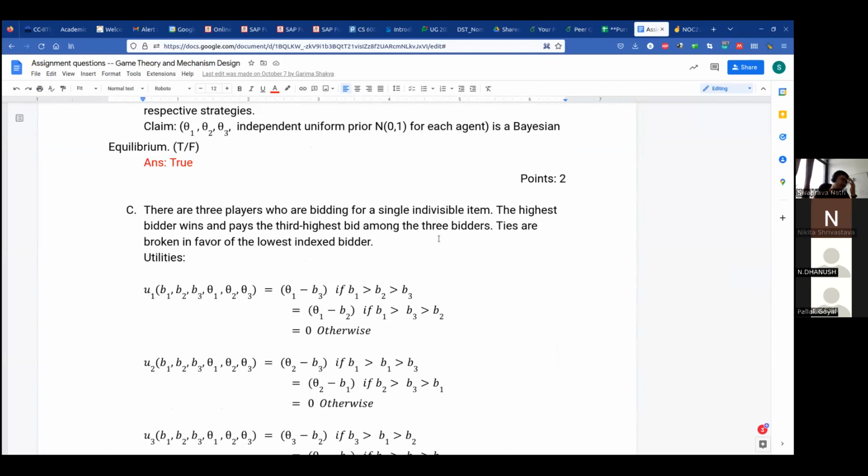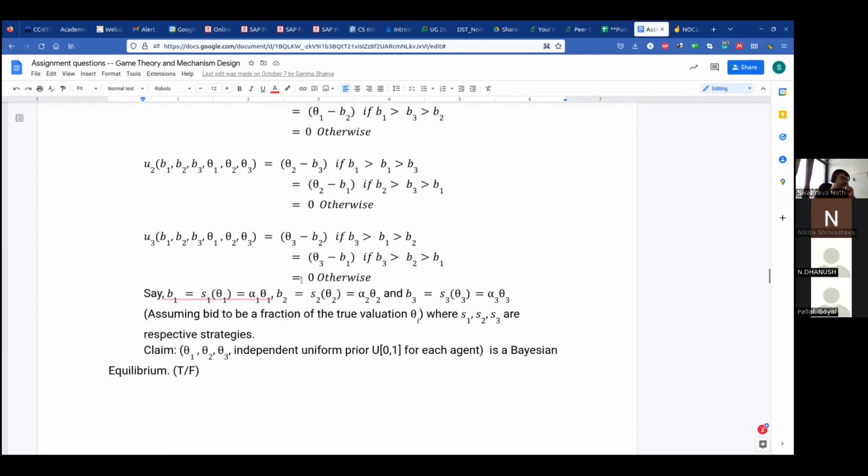Because this was an assignment question, the idea was that you actually do this calculation and try to find out the intuition behind it. But in the final exam, this kind of exploratory question will not be present. I can assure you that.